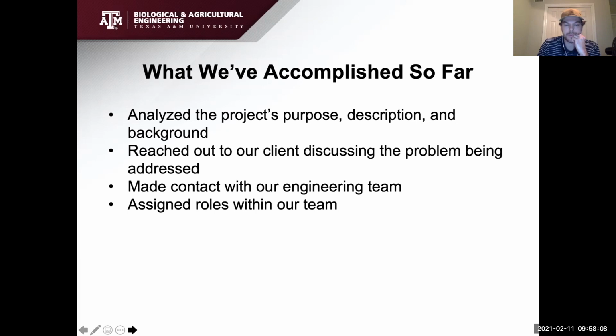We've also been able to reach out to our faculty advisor. And lastly, a more important thing that we've done is we've assigned roles within our own team. Each of us has been assigned the responsibility for at least one of the 4 reports that we're expected to create throughout the entirety of this project. So that's some of the things that we've been able to accomplish so far.